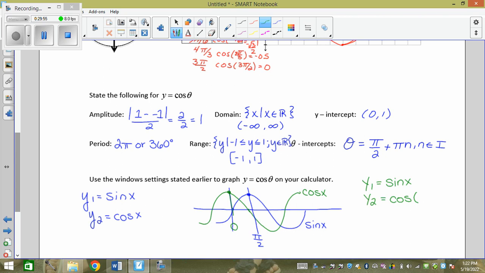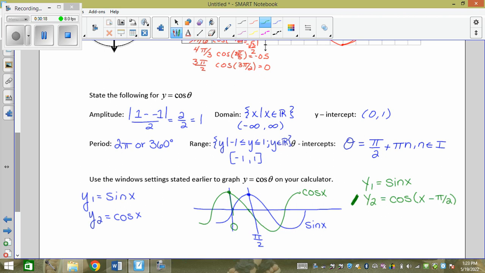You can go x. I want to move it to the right, so what am I going to do? Minus, and how far am I moving it? Minus pi over 2. Now, if you have the calculators that don't have a color, please go over here and make this thicker. Why? Because sometimes people think it's drawing the same graph, when in reality it's drawing one graph and the other one off the screen, and you don't know.